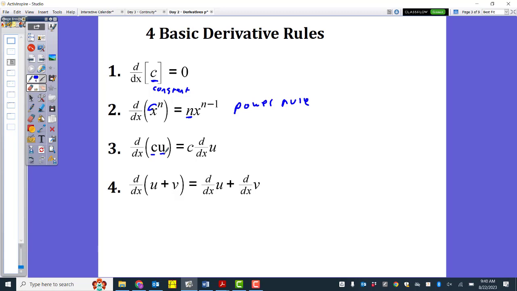And lastly, you have the derivative of 2 things added together. That's the same as doing the derivative of one added to the derivative of the other. Notice we don't have a rule here for the derivative of 2 things multiplied together because that's going to be the next lesson on product and quotient rule.